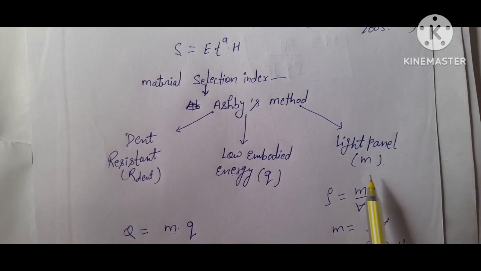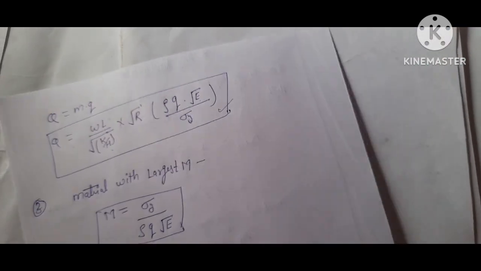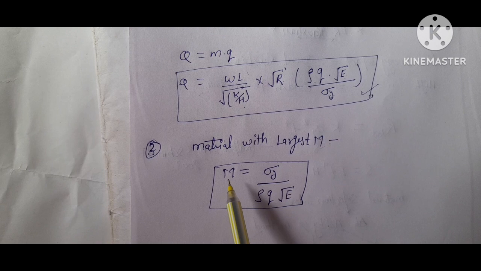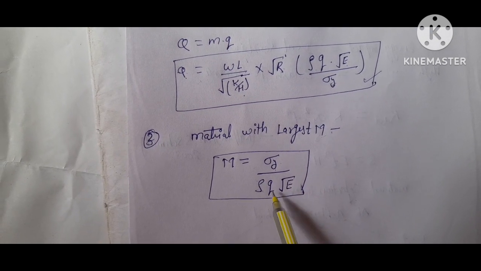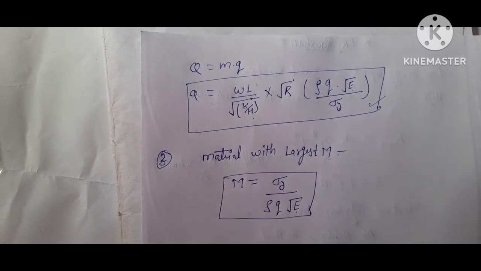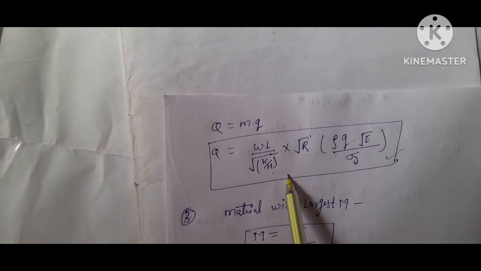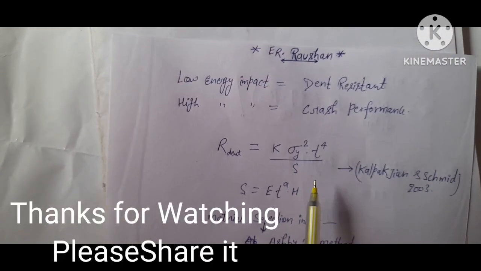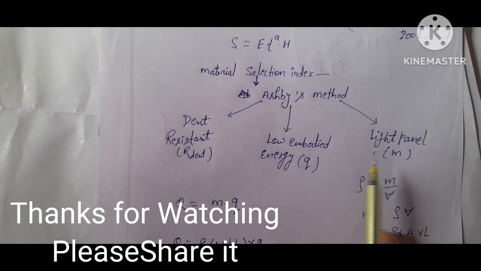Now the third point is the light panel, that is the mass consideration. If you take the material with the largest M, then the formula becomes yield stress divided by rho Q multiplied by the square root of E. So these are the three points we considered: the energy, the mass or light panel, and the dent resistance energy. Thank you.